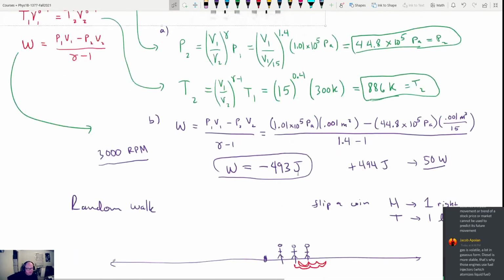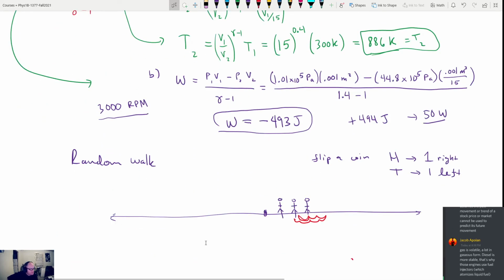So here's the thing about what Louis said that I think is really important. It assumes the past movement or trend of a stock price or market cannot be used to predict its future movement. What does that mean? That means that at some point in your life, you're all going to have jobs, and you're going to start thinking about saving money. When that occurs for you, that doesn't matter. But I'll tell you this much: you should start saving money as soon as you possibly can.